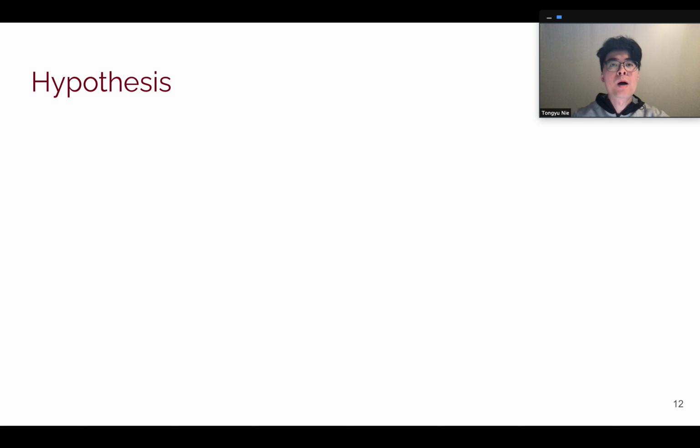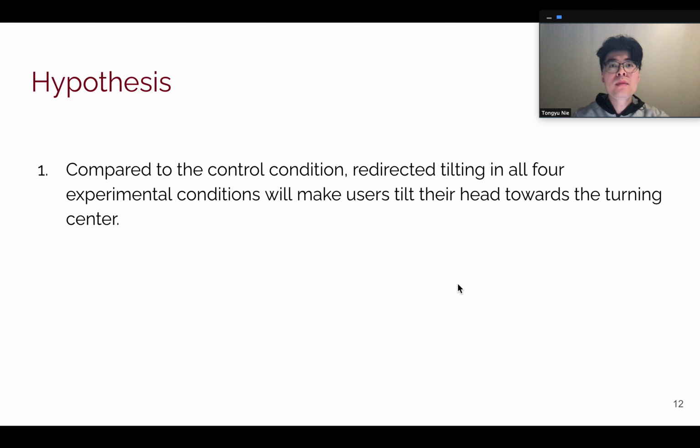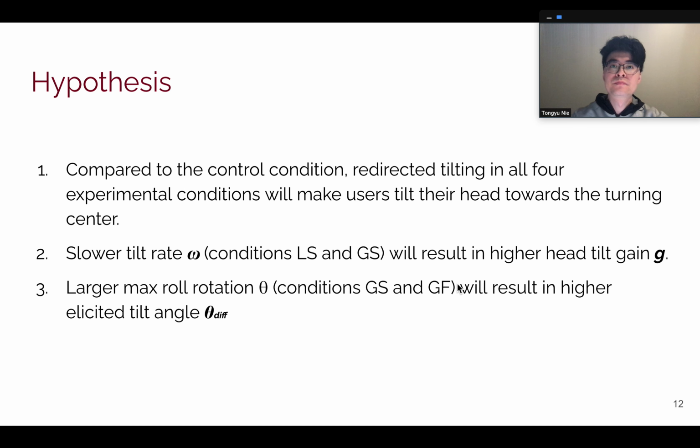We have 3 hypotheses in this study. Hypothesis 1 is that all the experimental conditions can elicit head tilt towards the turning center. Hypotheses 2 and 3 are about the parameters. We hypothesize that slower tilt rate and larger max roll rotation will result in higher elicited tilt angle.